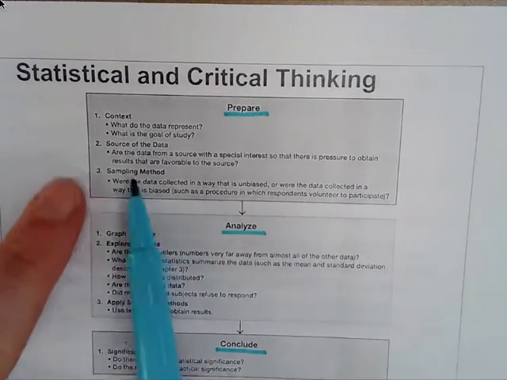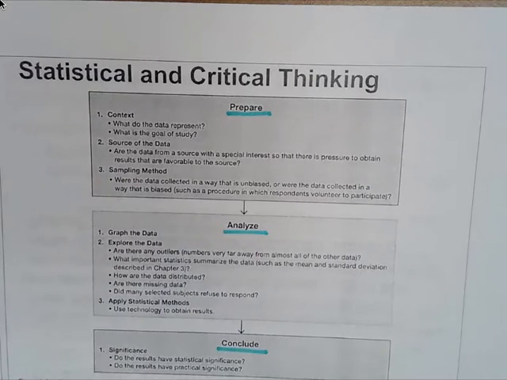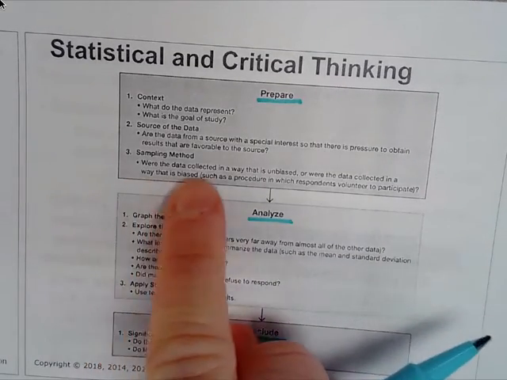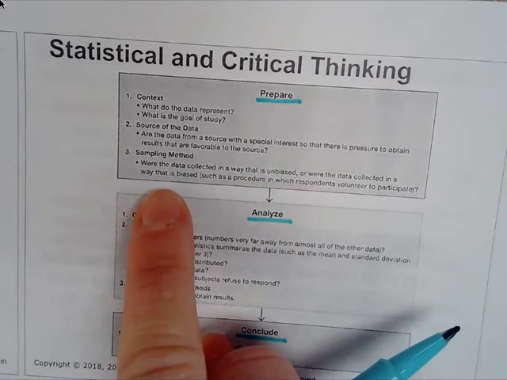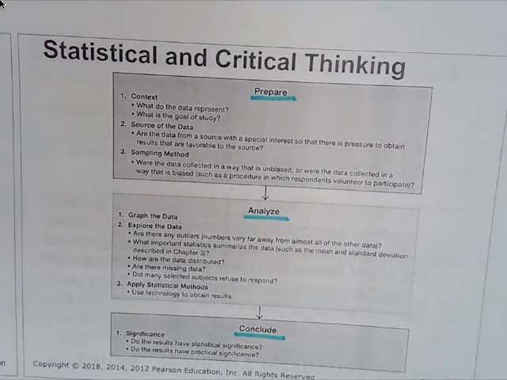So this is where the source of the data comes from. If they tell you, hey, I'm part of a certain party, you may answer more harshly or less harshly, depending on who's getting the information. That creates some kind of bias, and you don't want to create a bias because that skews your data. Okay, the sampling method: were the data collected in a way that was unbiased, or in a way that is biased, such as a procedure in which respondents volunteer to participate? We're going to talk more on those.